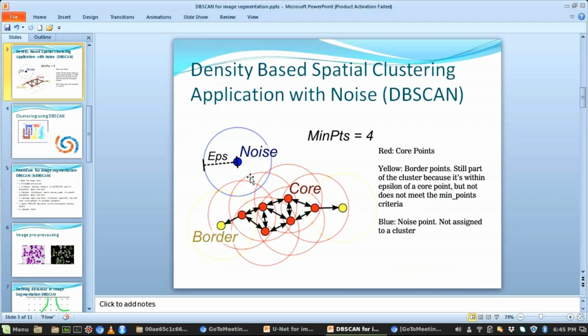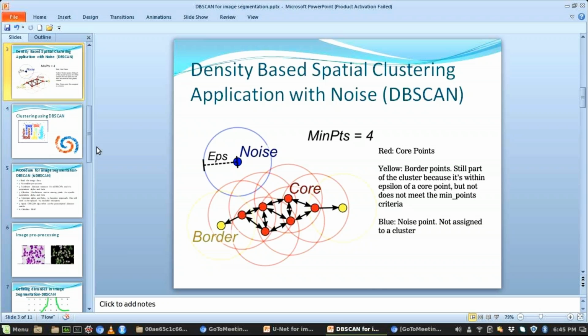Essentially, if epsilon is small, that means you are being more conservative in making sure that only really dense points, closer to each other, are considered as part of the cluster, and more go into noise. Whereas if epsilon is large, then it's easier to put points in a cluster than in the noise.